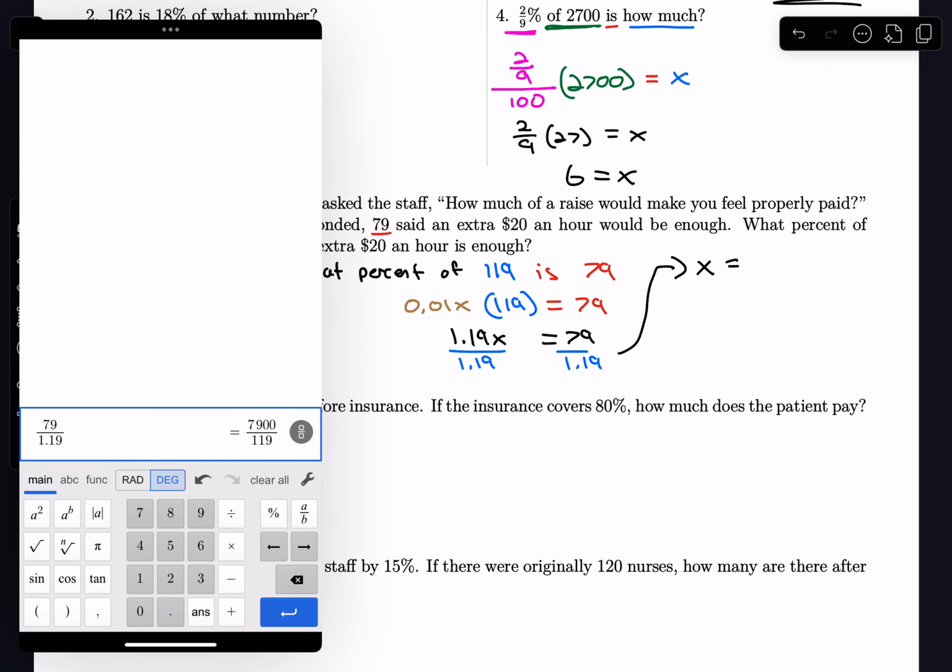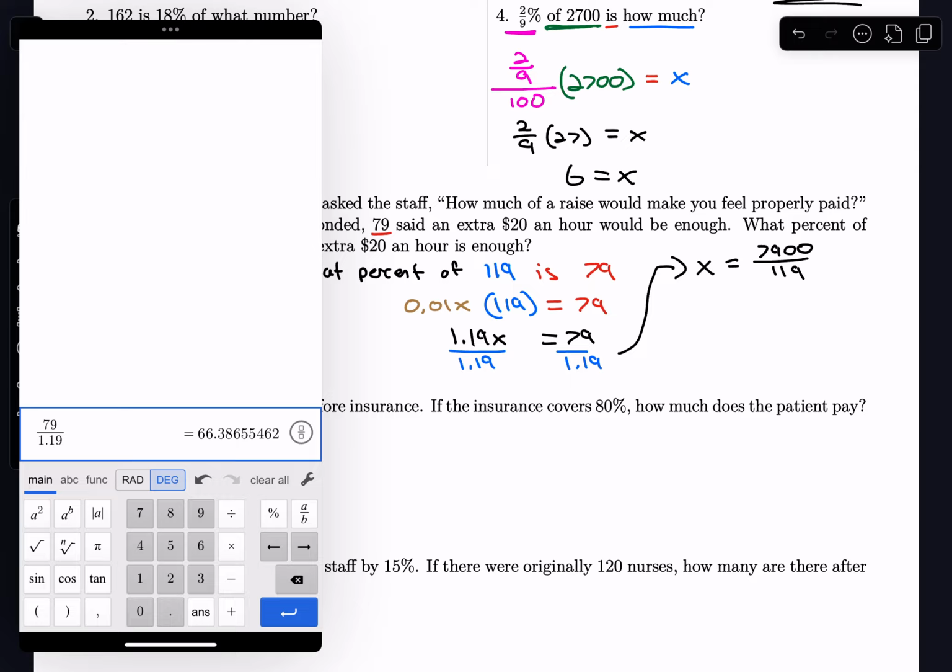So what that's telling me is that this fraction doesn't actually reduce to be anything nice. So I could technically write that as an answer, 7,900 over 119. That is the percent of people that said, yes, $20 an hour is enough. But in this case, it's a lot more understandable if we use a rounded decimal. So this question did not say to round. So technically speaking, 7,900 over 119 is the most exact answer.